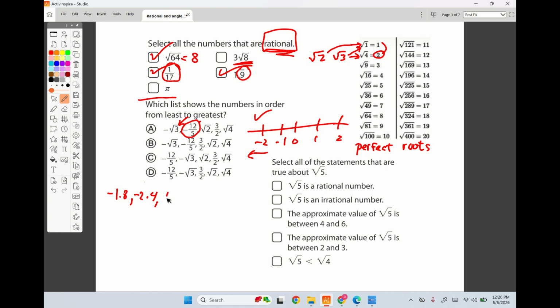We just have to order it from lowest to greatest. So the biggest negative value is the lowest value. So negative 2.4 should go first, which was our negative 12 over 5. So now we know it has to be between these two values. Then it's negative 1.8, which was our square root of 3. They're both correct here. And now this next one's going to get us the correct answer. The next value is 1.3. And 1.3 was from square root of 2. So the answer has to be C.